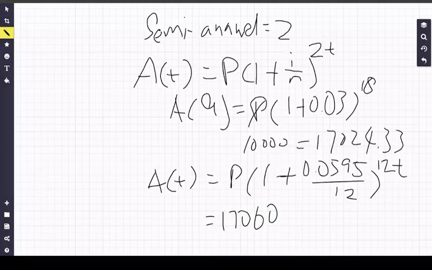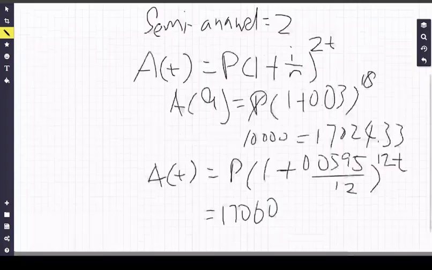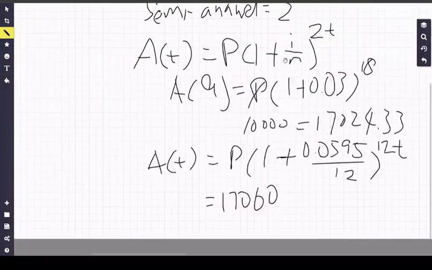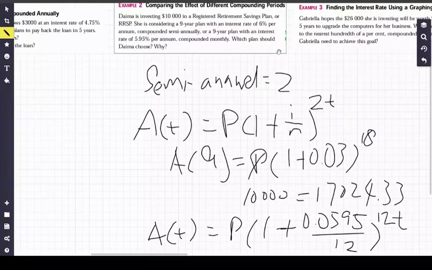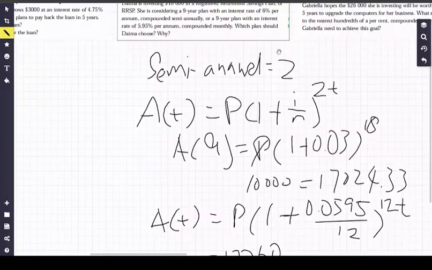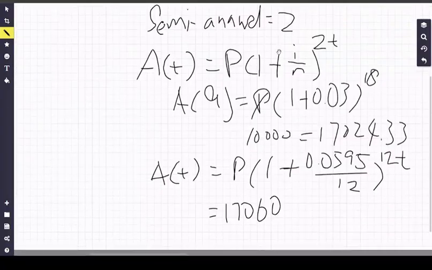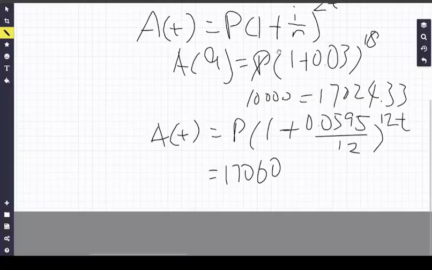All right, so we figured it out. So look at this, and you're like, okay, yeah. So she should choose the plan with the 5.95% interest rate per annum, compounded monthly, over the other plan, because it earns her just a little bit more money, just very slightly.